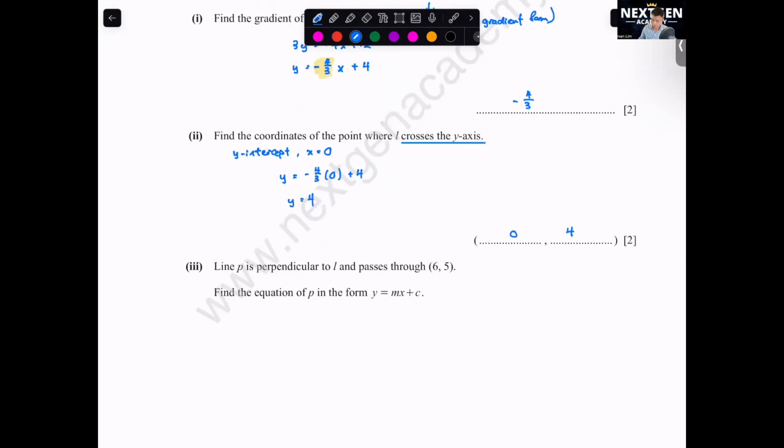Okay, third one. Line P is perpendicular to L and passes through (6, 5). Find the equation of P in the form y equals mx plus c. Perpendicular to L, passes through (6, 5). So we need to know that for perpendicular gradients, the relationship is negative reciprocal, which is negative 1 over m. Just now m is negative 4 over 3. So negative 1 over negative 4 over 3 is equal to 3 over 4.